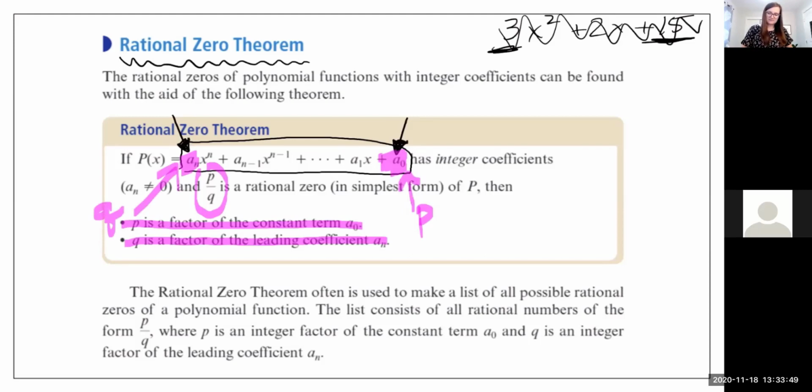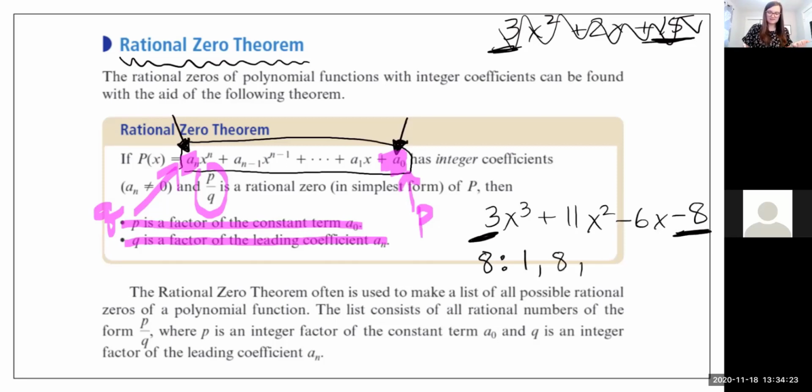So what that means is if we have that 3x cubed plus 11x squared minus 6x minus 8, I can look at factors of 3 and factors of 8 and any fraction made out of those factors. Okay, so we would write out all the factors of 8. We just look at the 8, and it could be plus or minus. So 8 has factors 1, 8, because 1 times 8, 2 times 4, and that's it, right? 3 times doesn't go in, 4 times is back to this.